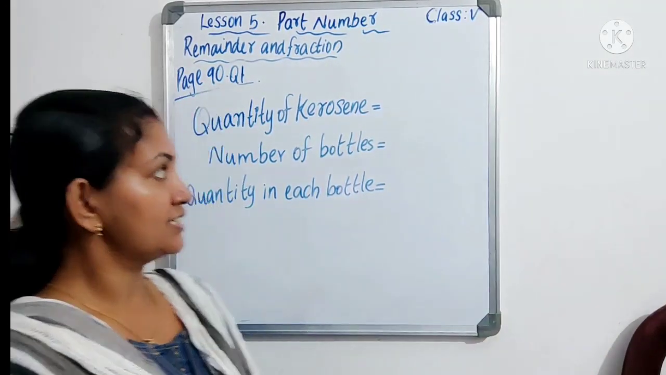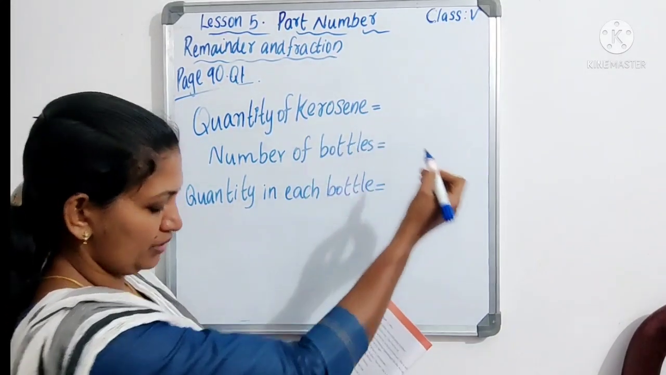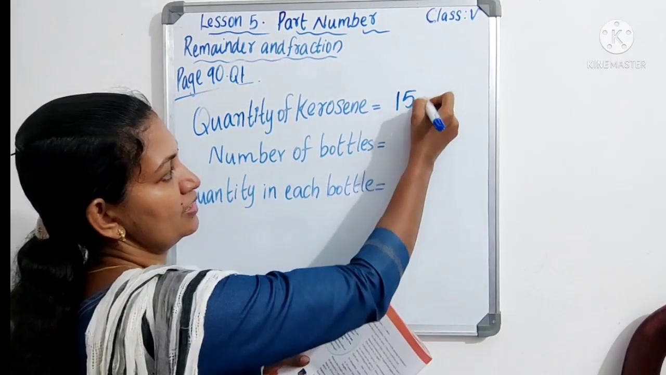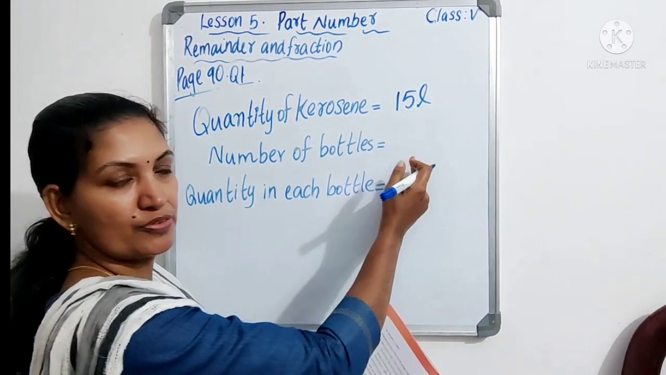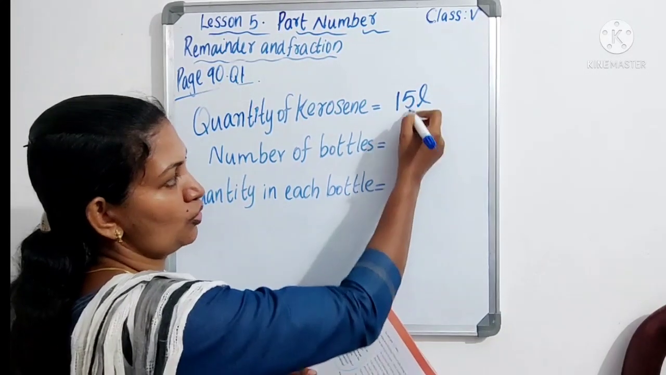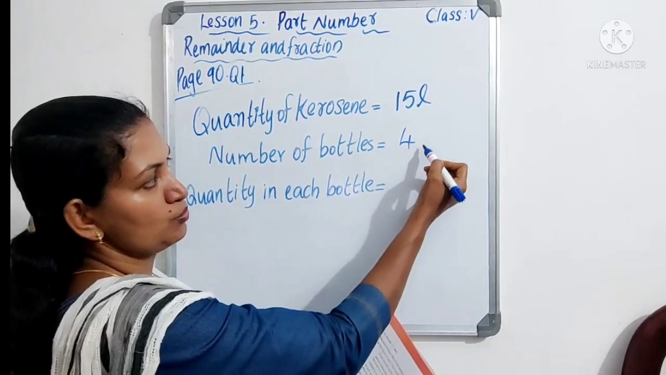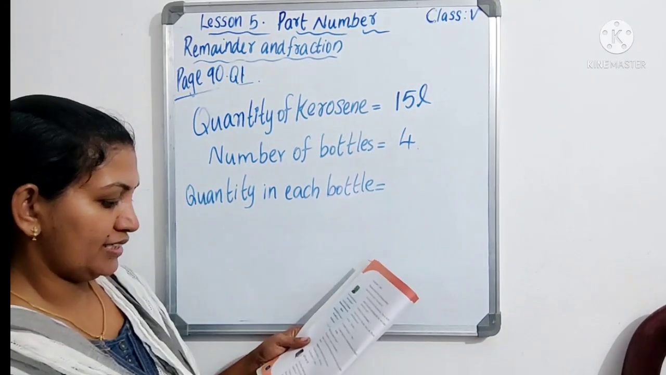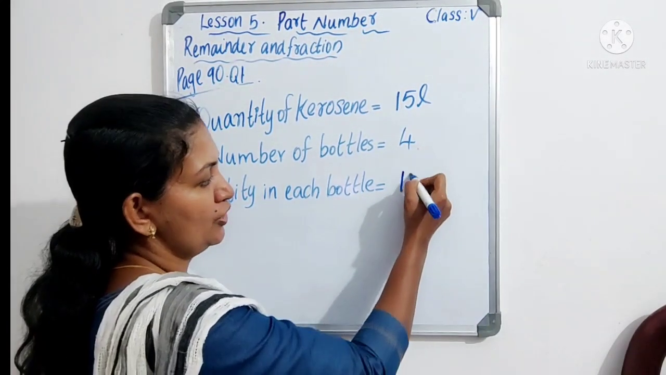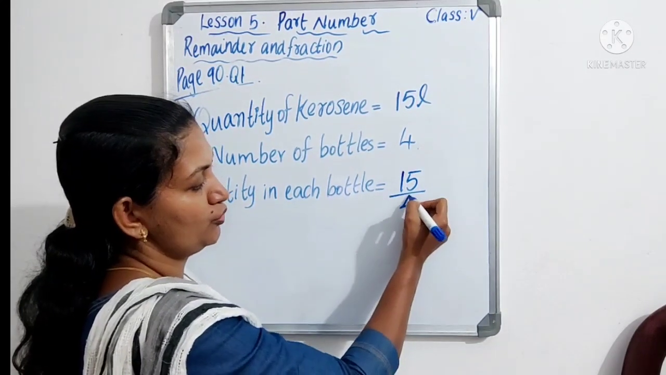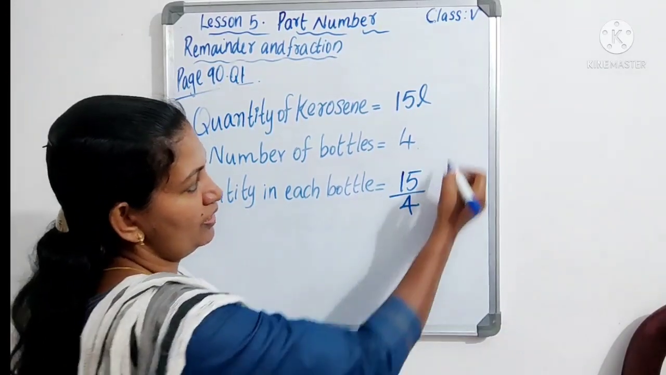Okay, so first step, quantity of kerosene. In the question it is given that the total quantity of the kerosene is 15 liters. Okay, next, number of bottles. So how many bottles is this kerosene to fill? That is 4 bottles. This total kerosene, 15 liters, is to be divided into 4 equal same size bottles. Okay, next, quantity of each bottle. How can you find the quantity of each bottle? That is total kerosene divided by 4, since we have to fill 4 same bottles. So 15 divided by 4. What is 15 divided by 4?